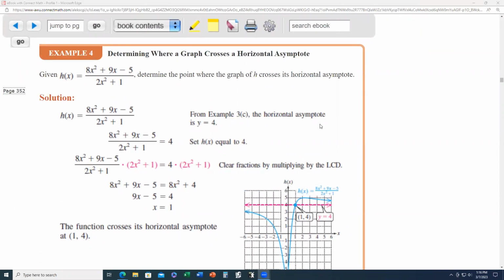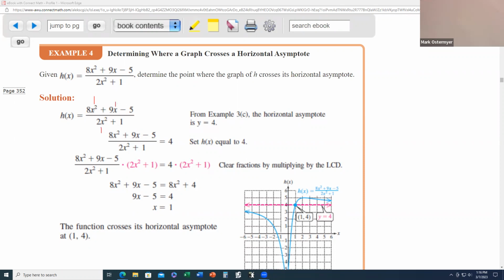What do you plug 1 into again? The original function. You have to go back up here to h of x and put 1 in for x wherever you see it in its definition. In the numerator and the denominator? Yeah, everywhere. So 1 has to go in here, 1 has to go in here, 1 has to go in here for x.